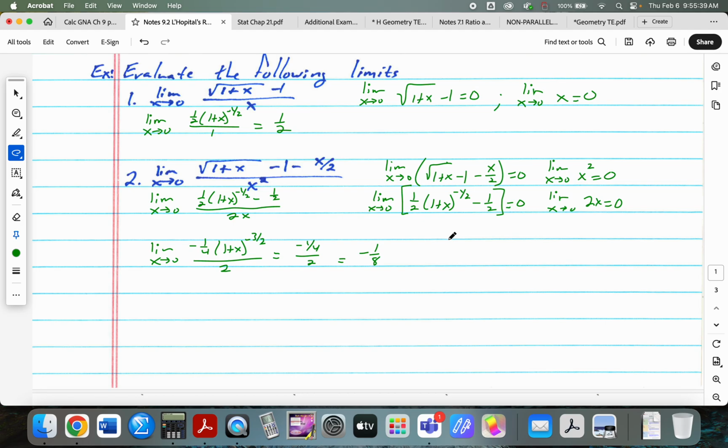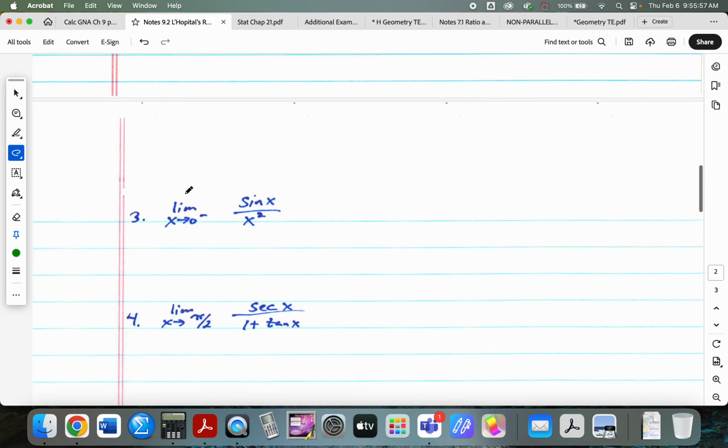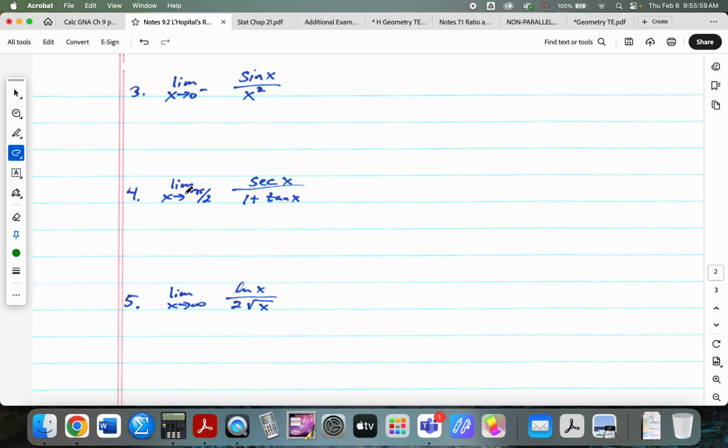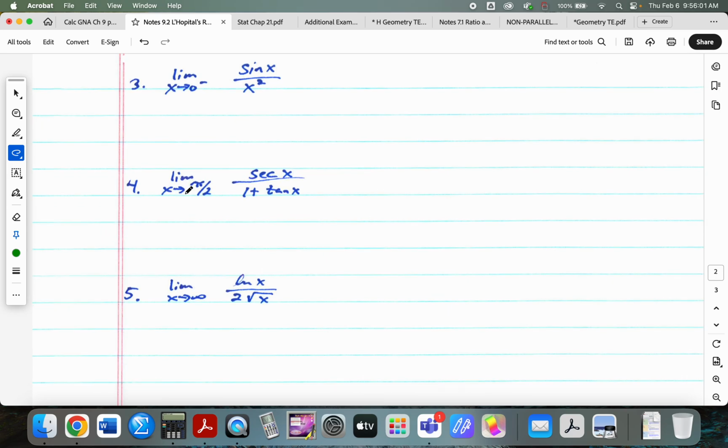And of course, you can check those graphically, right? You could graph this and see what happens when you get really, really close to 0. Be sure that it's the same on both sides. It should be close to negative 0.125. Okay? Oh, look, more examples.